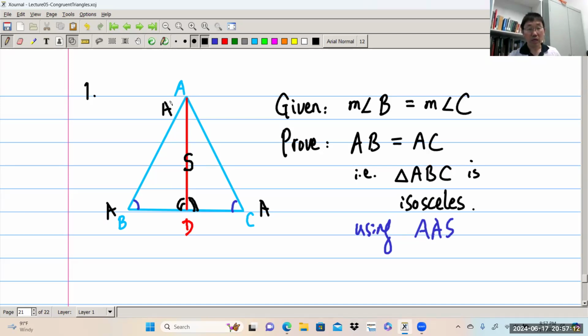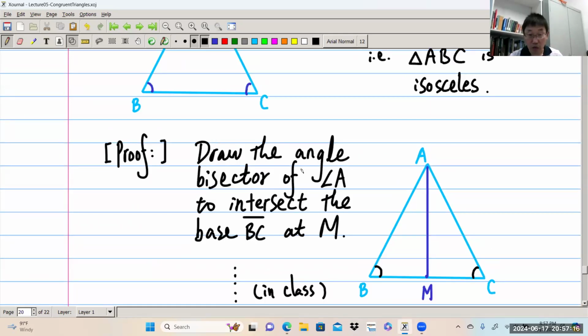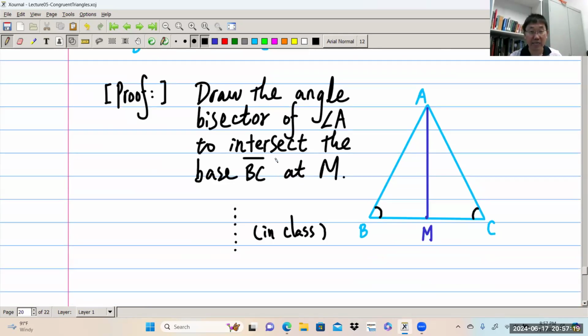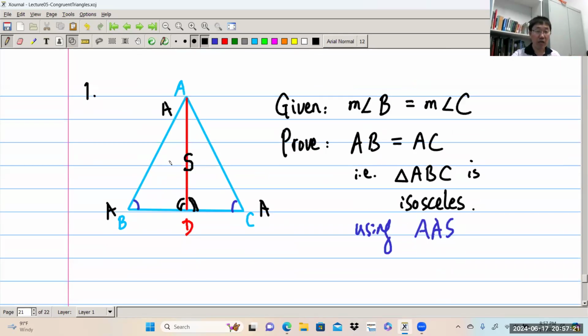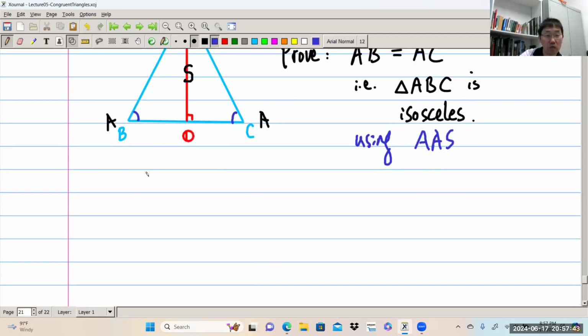Okay, so I think I asked you. In my notes, I said draw the angle bisector. If I do the angle bisector, then I use AAS, right? But I'm going to do it a different manner now. So I'm going to delete this. I'm going to draw AD such that AD is perpendicular to BC. Is that okay? That's okay, right? So I can do a different manner. Okay, so I'm going to do this proof.